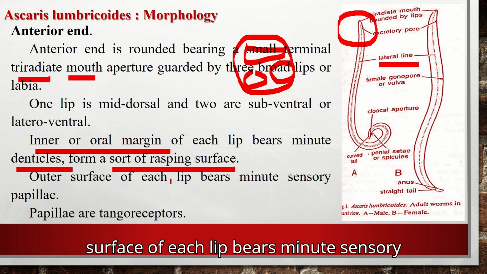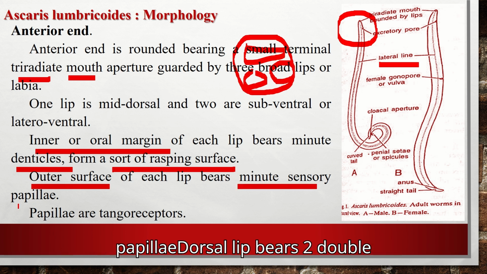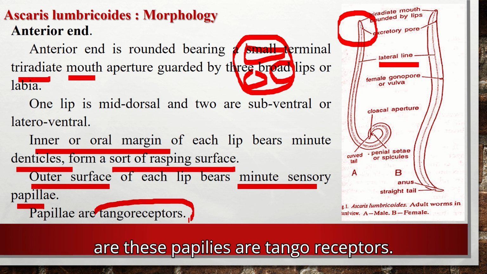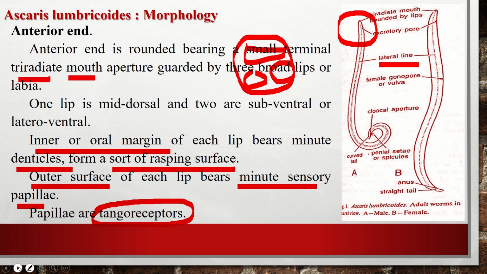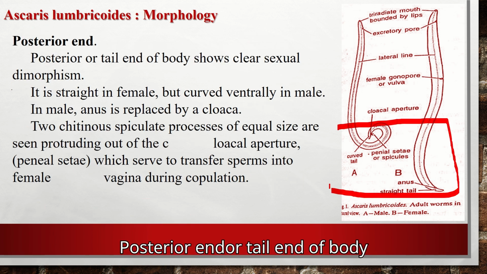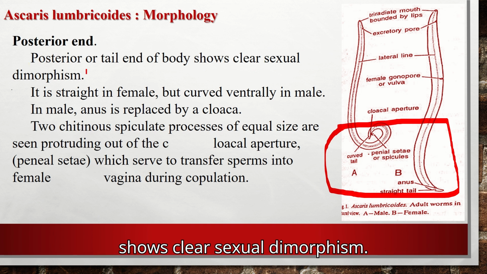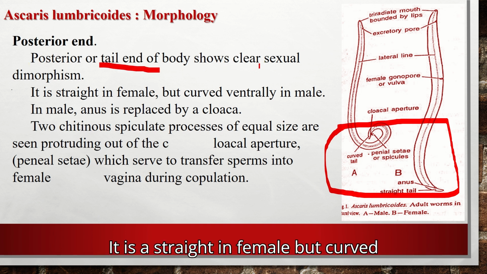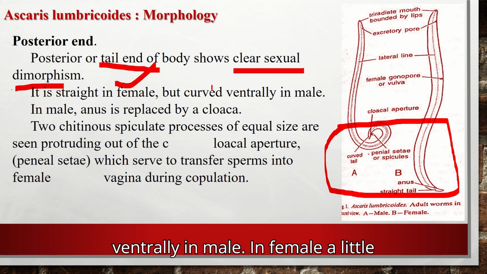The outer surface of each lip bears minute sensory papillae. The dorsal lip bears two double papillae, one on each side. These papillae are tangoreceptors. When we see the posterior end or tail end of the body, it shows clear sexual dimorphism. It is straight in the female but curved ventrally in the male.